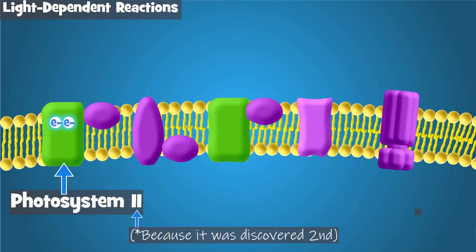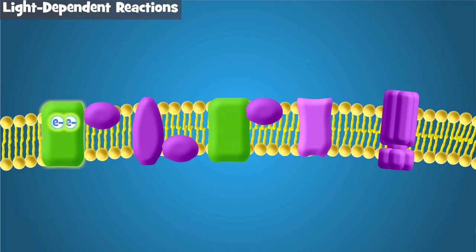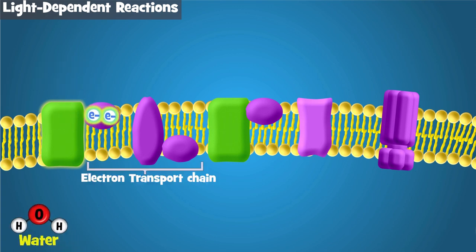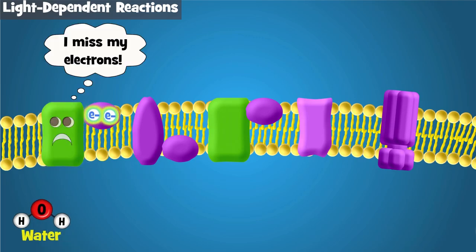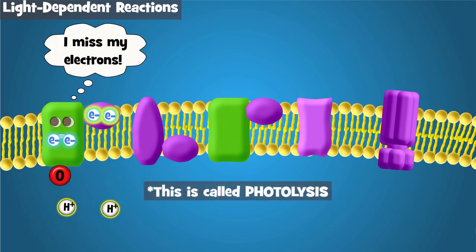When photosystem 2 absorbs light, electrons in chlorophyll gain energy, or get excited, from the light. These excited electrons leave chlorophyll and move to something called an electron transport chain. But since chlorophyll lost those electrons, they need to be replaced. To replace them, water is split and its electrons go to chlorophyll.